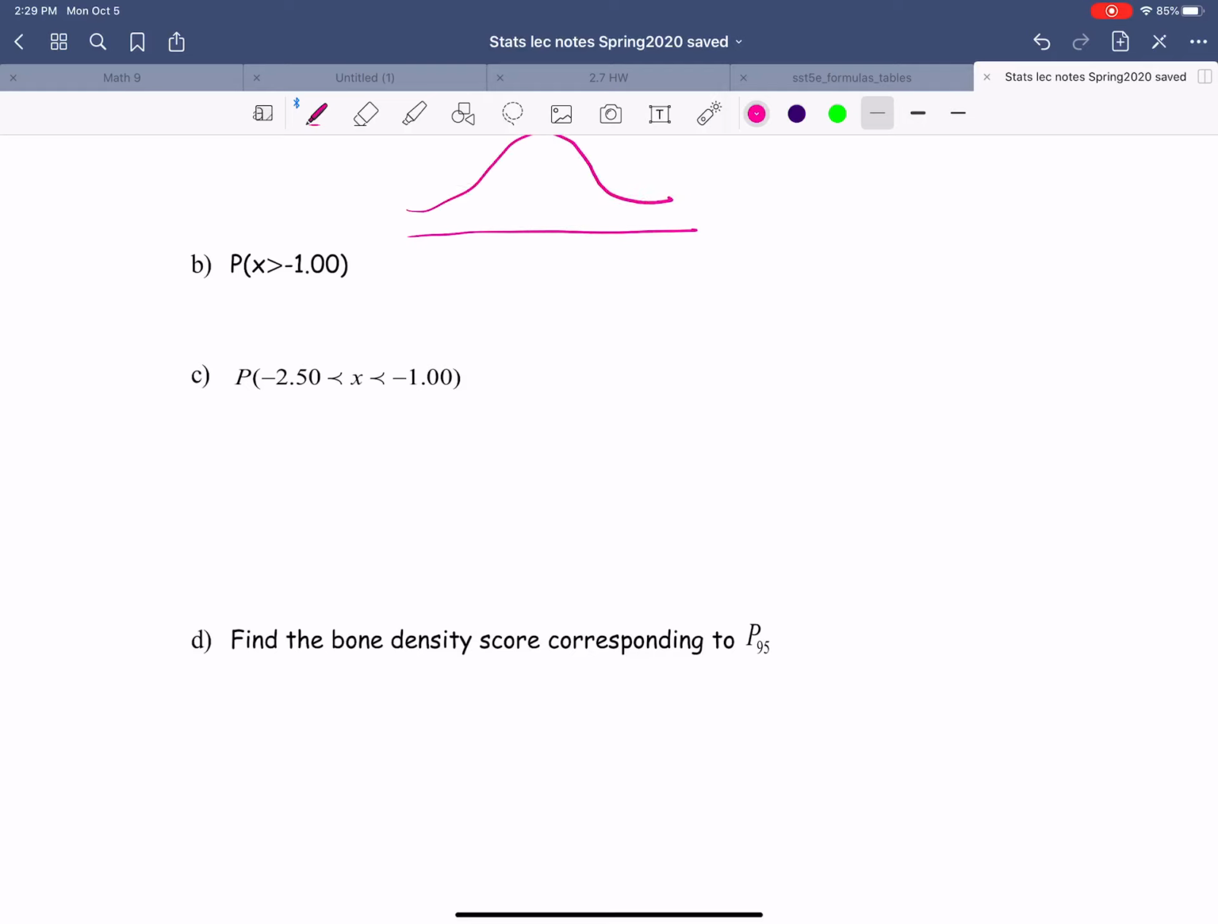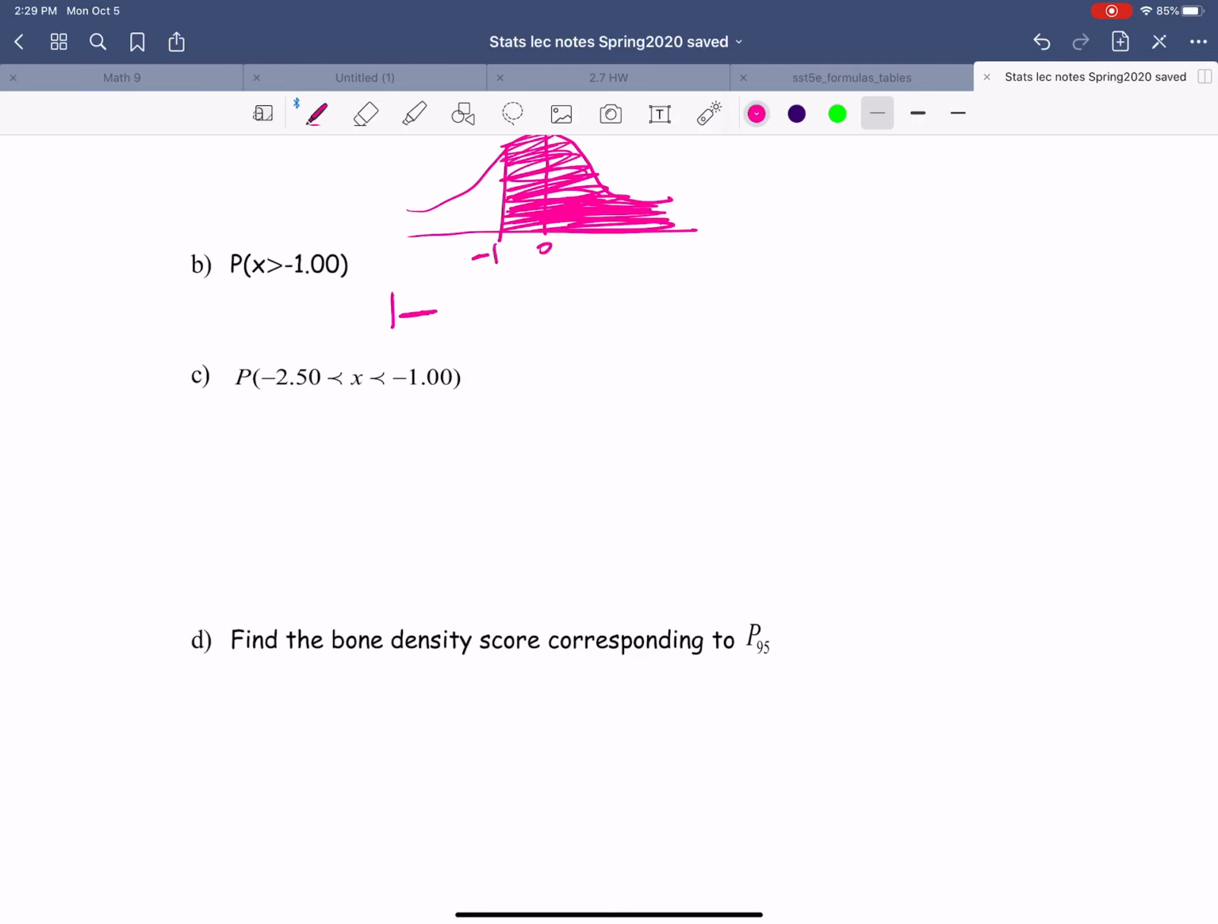Where is negative 1 on your standard normal curve? Well, this is 0, and negative 1 is here. We want the area to the right of negative 1. Remember, our table does not give us area to the right. It actually gives us area to the left. So whatever I get from the table, I have to do 1 minus.